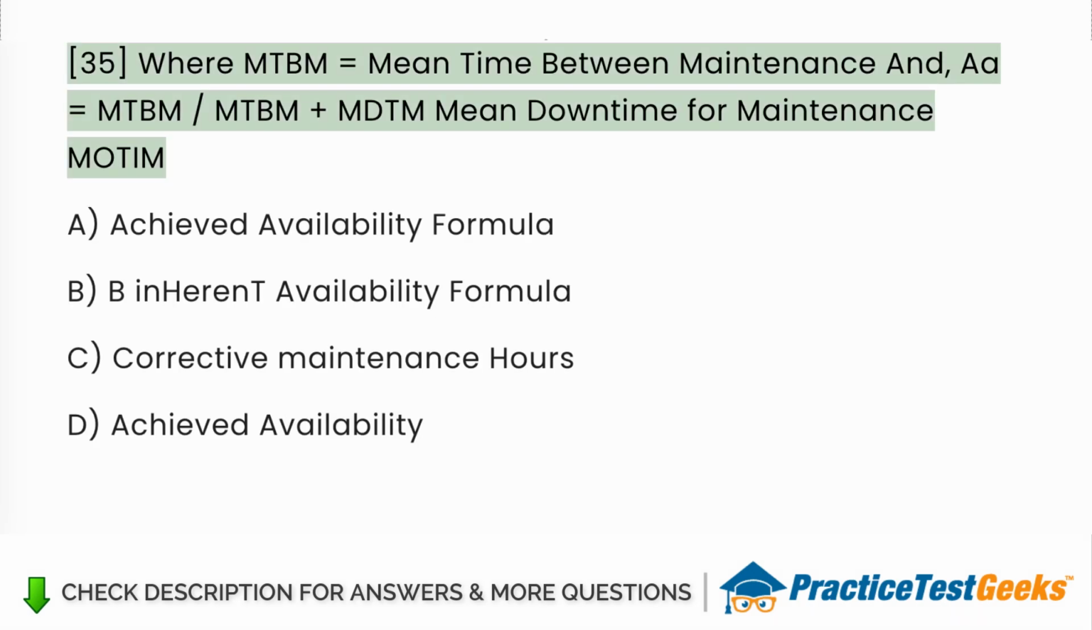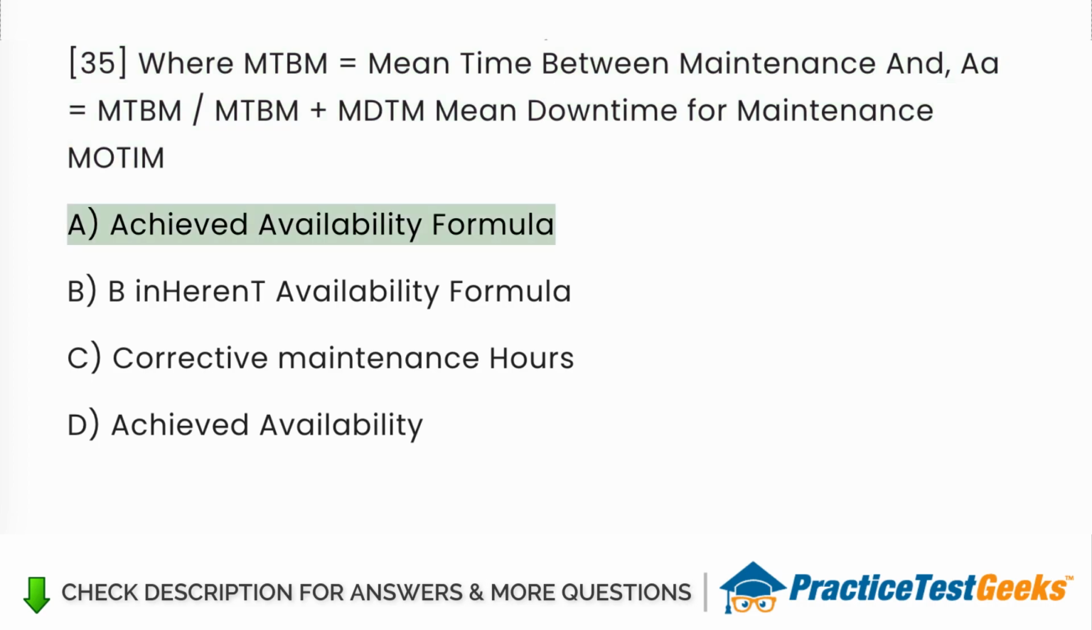Where MTBM equals mean time between maintenance and AA equals MTBM plus MDTM, mean downtime for maintenance. A. Achieved availability formula. B. Inherent availability formula. C. Corrective maintenance hours. D. Achieved availability.